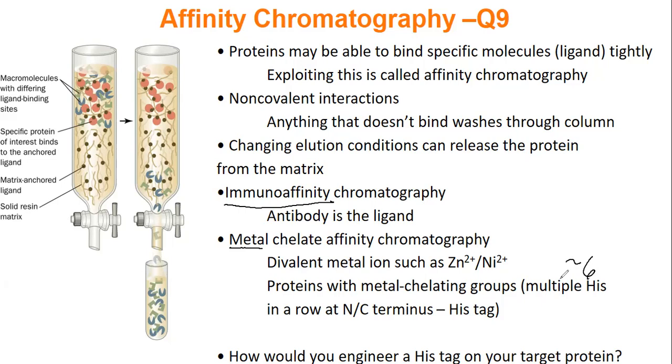And in nature, having 6 histidines in a row does not happen by chance. There's like a 0% chance, if you look at all the proteins in the world, that you'll just have histidine, histidine, histidine, histidine, histidine. It just doesn't occur in nature. So what you do if you want to use a metal column is engineer your protein to have what's called a His tag, these multiple histidines, generally at either the end or C terminus. That's where you want to put them.